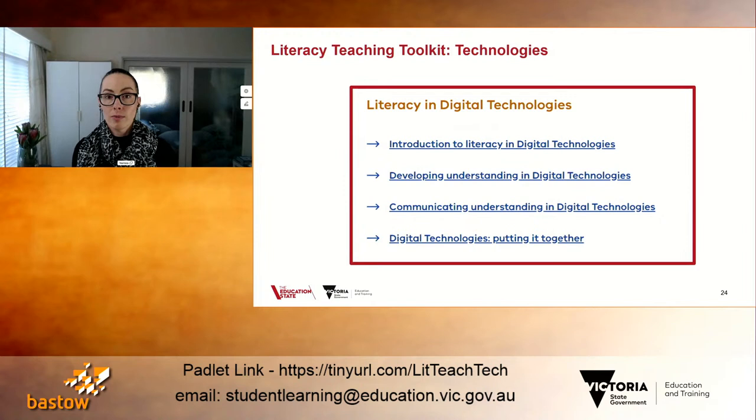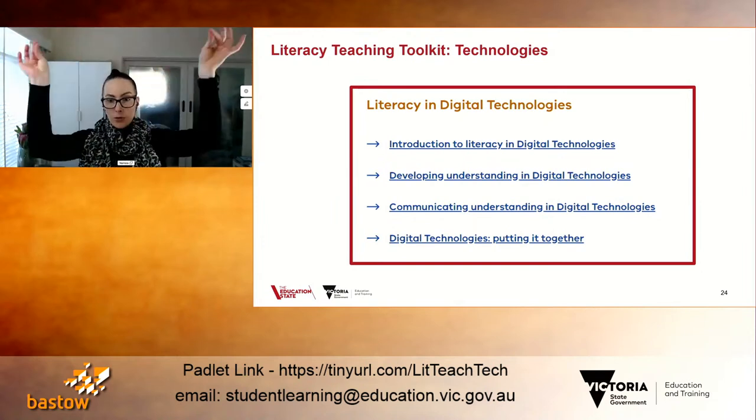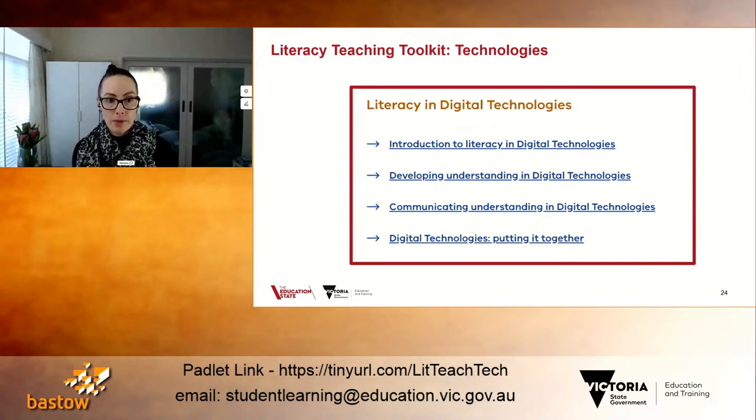In each of the curriculum areas for the toolkit, there are four sections and they're all laid out exactly the same. So there's always an introduction, developing understanding, communicating understanding, and I just think of this last one like it's a nice present. They wrap it all up, put a little bow on the top, and that's putting it all together. So introduction, well, that's pretty self-explanatory. The developing understanding section, if we think about the gradual release of responsibility, so at the top of that where the teacher is taking most of the responsibility for the work and for the learning, that's the developing understanding section.